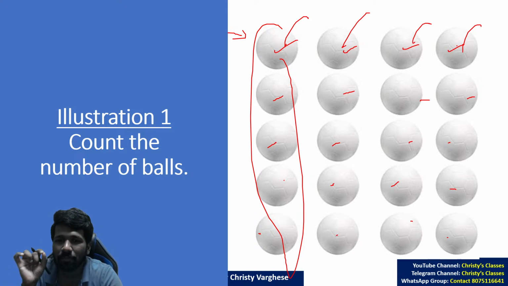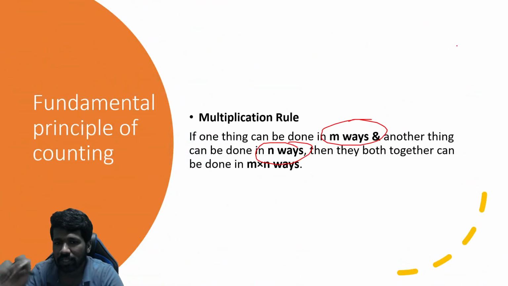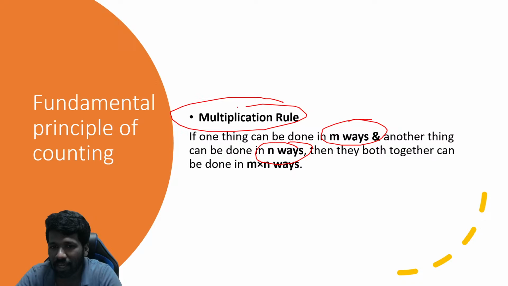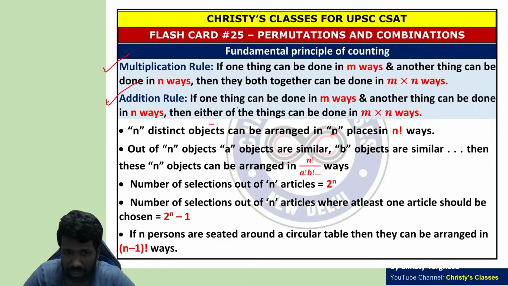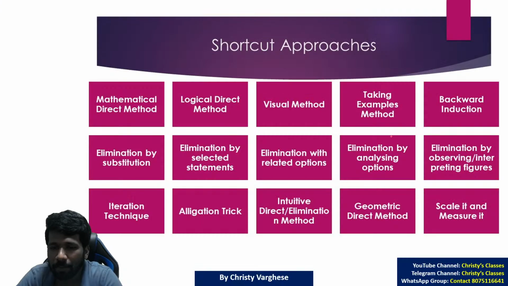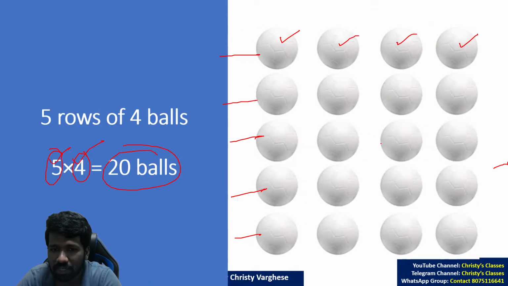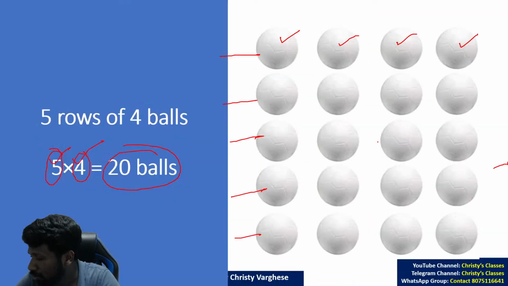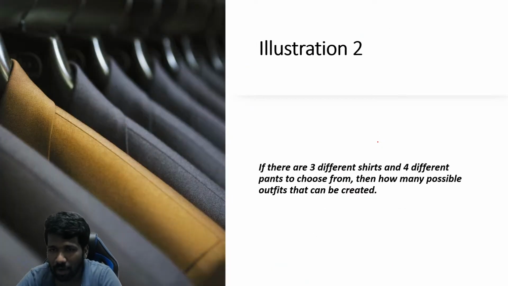And believe me, in the permutation combination chapter, the maximum number of questions is based on this multiplication rule alone. Yes, there are formulas for permutation and for combination, but more than all that, you have to know this fundamental principle of counting. Is it clear? Then one more illustration.